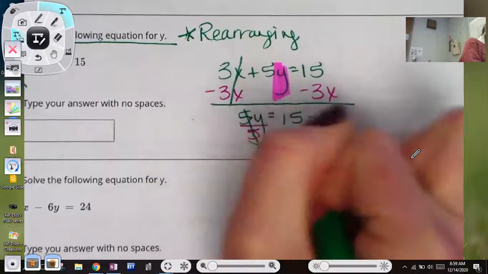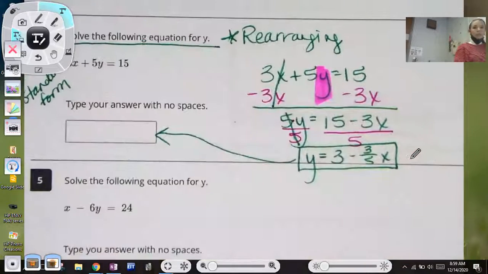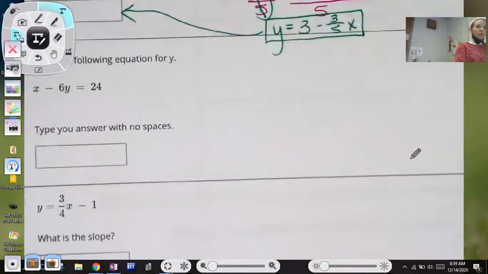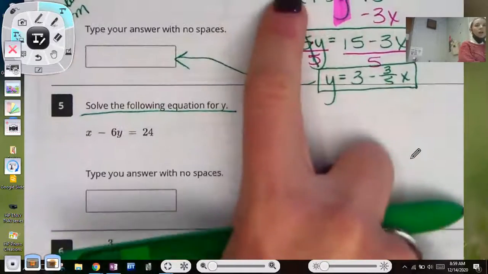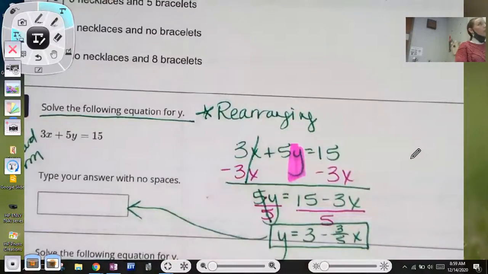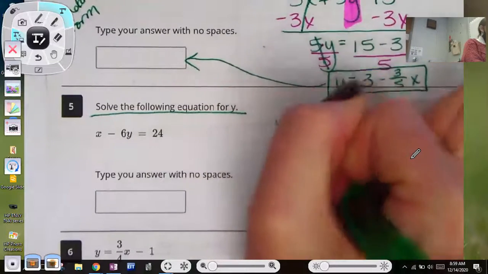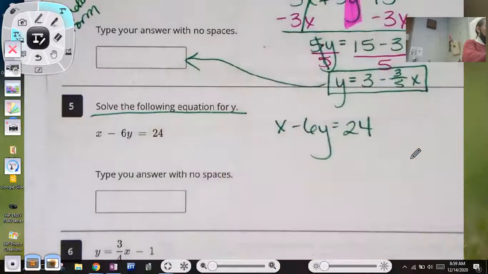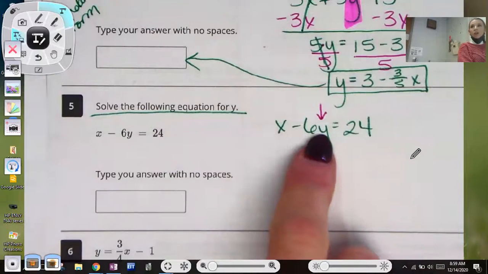So that is how I would put my answer. All right, next one. Solve your equation for y. Once again, we are just rearranging it. Okay, so I have x minus 6y equals 24. We're solving it for y, so we start with the term that is furthest away.